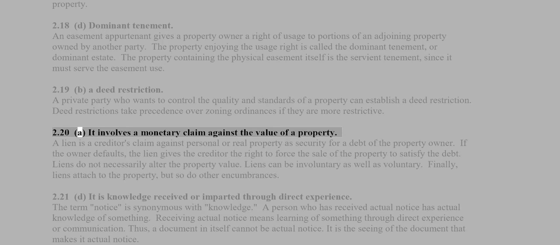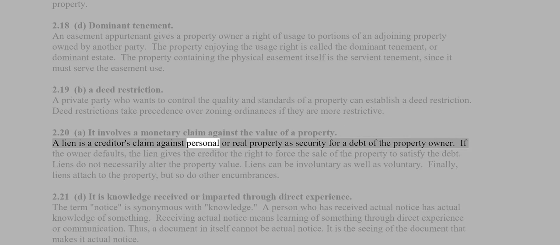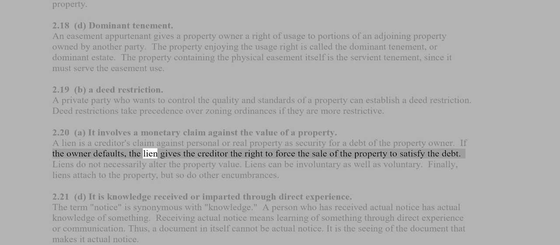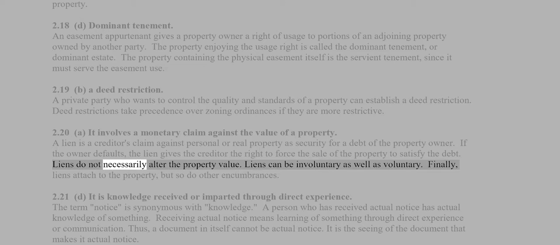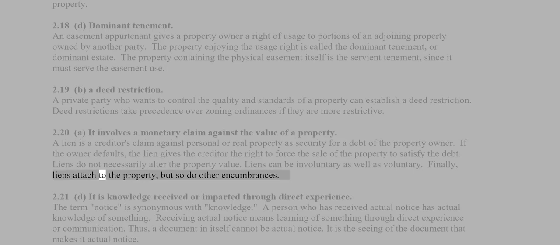2.20 a. It involves a monetary claim against the value of a property. A lien is a creditor's claim against personal or real property as security for a debt of the property owner. If the owner defaults, the lien gives the creditor the right to force the sale of the property to satisfy the debt. Liens do not necessarily alter the property value. Liens can be involuntary as well as voluntary. Finally, liens attach to the property, but so do other encumbrances.